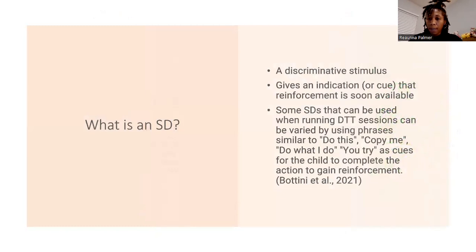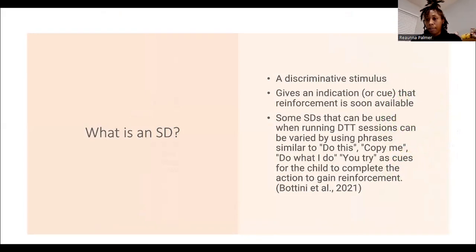More information about what is an SD. This is known as a discriminative stimulus. It's a cue that some sort of reinforcement will soon be available. So some SDs that can be used when running these DTT sessions can be varied by using different phrases similar to do this, copy me, do what I do, you try, as cues for the child to complete the action to gain whatever they're trying to get for reinforcement.